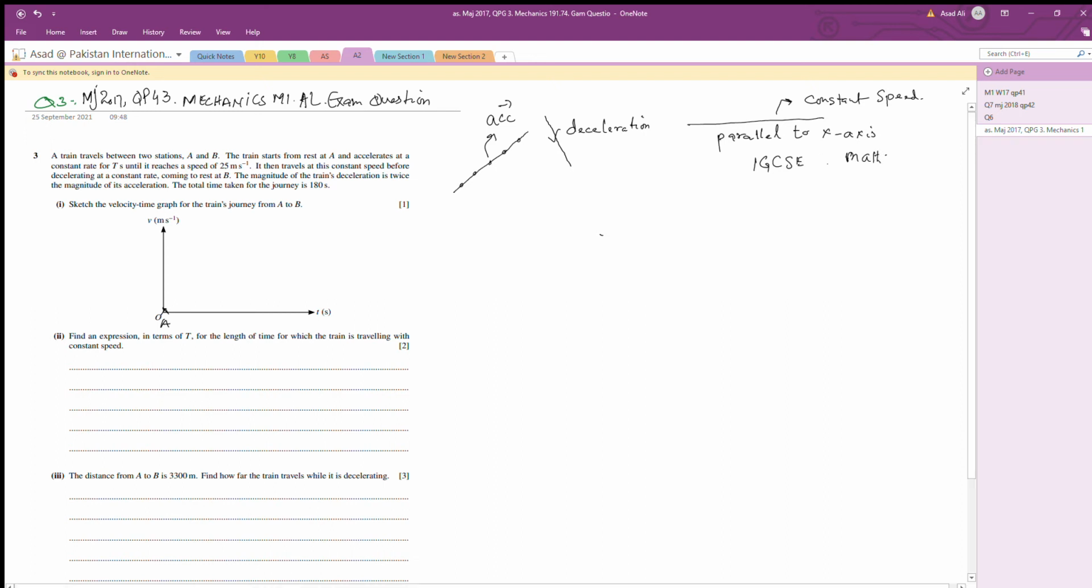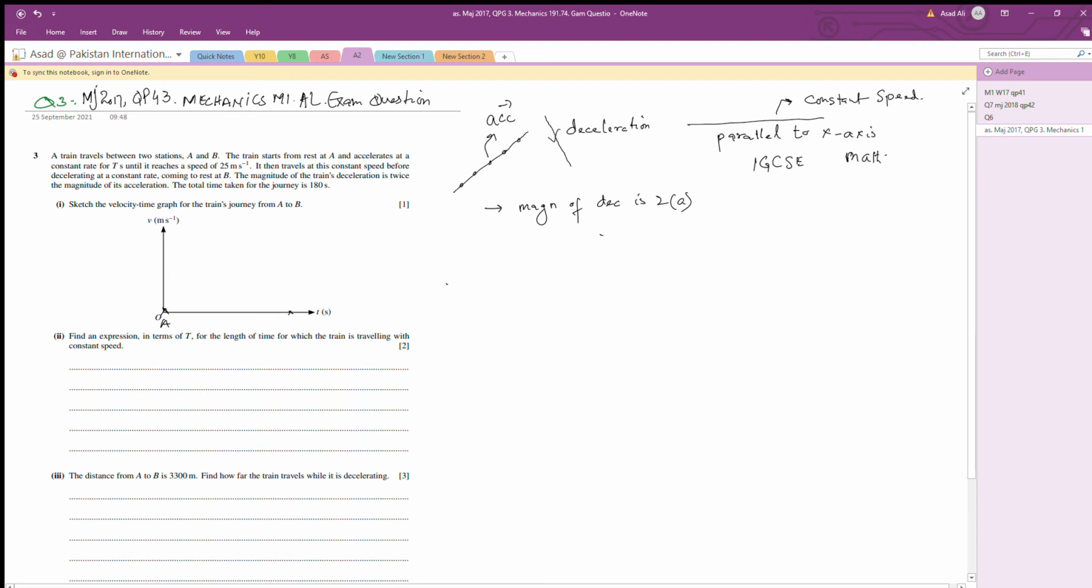Now, then it decelerates at a constant rate, coming to rest at point B. Let's say point B is here. The magnitude of the train's deceleration is twice the magnitude of its acceleration. Here is one thing given to you: the magnitude of deceleration is two times the magnitude of the acceleration. So this is a very important statement given to us here.